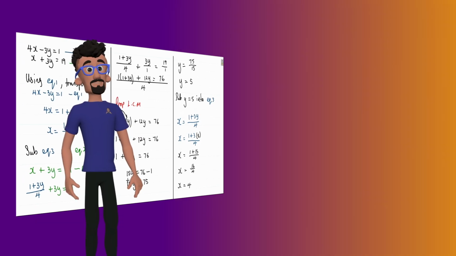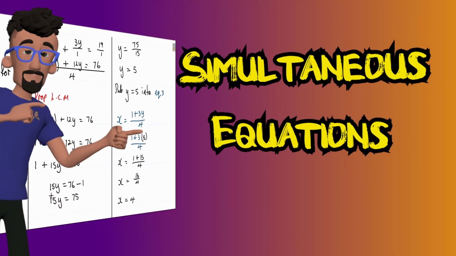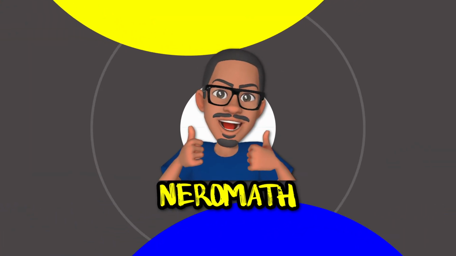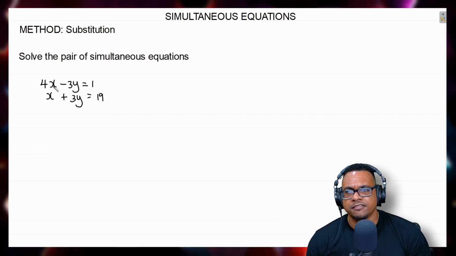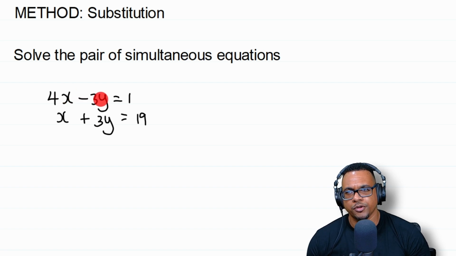In this video, we're going to look at solving simultaneous equations, and the method we're going to use would be substitution. So here I have my question. We have to solve the pair of simultaneous equations: 4x take away 3y is equal to 1, and x plus 3y is equal to 19.